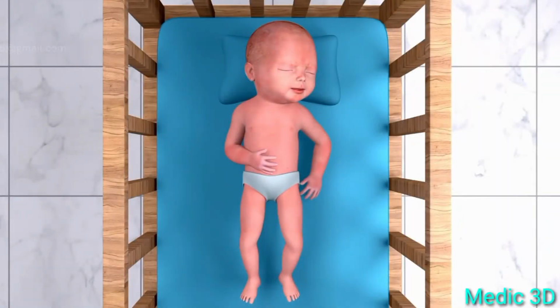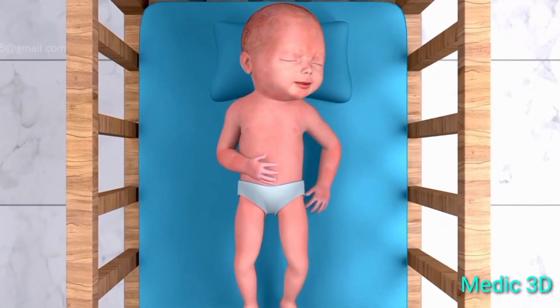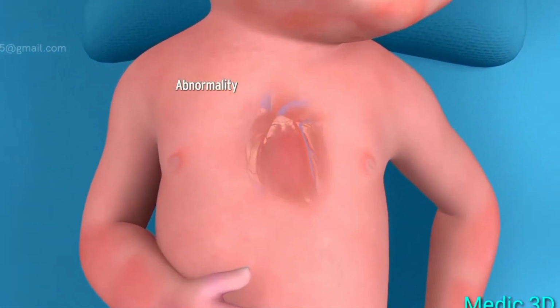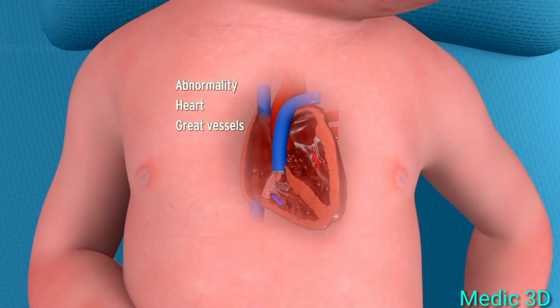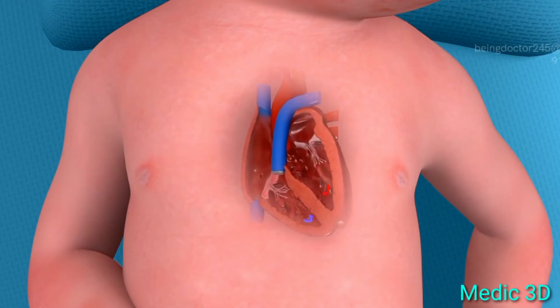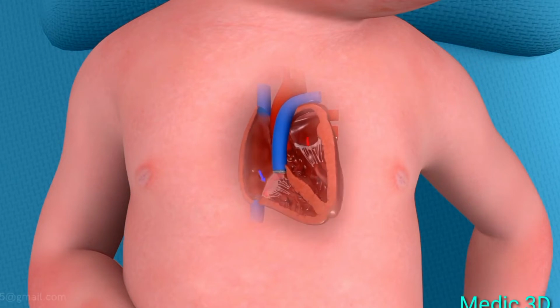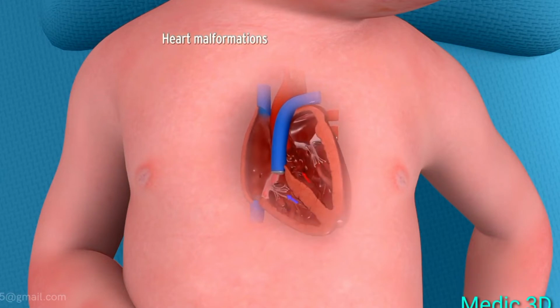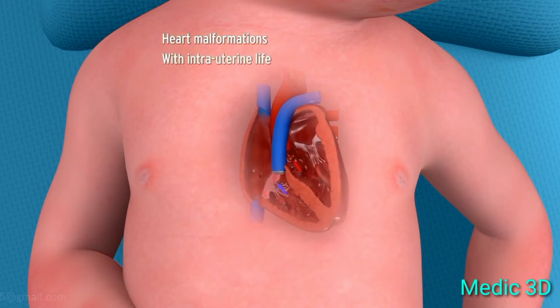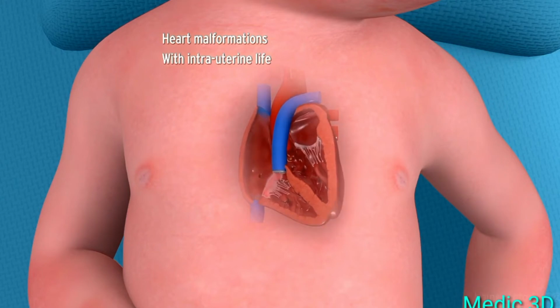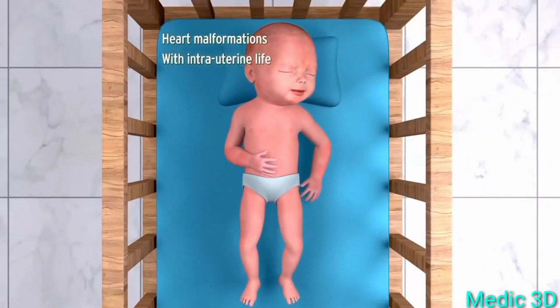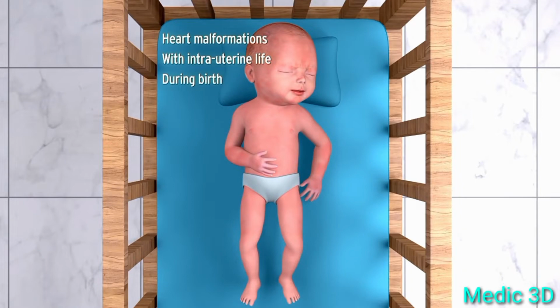Congenital heart disease, CHD, is the abnormality in the structure of the heart or great vessels that are present at birth. It usually arises as a result of faulty embryogenesis. CHD disrupts the normal flow of blood through the heart. Severe heart malformations are incompatible with intrauterine life, whereas considerable cases are generally seen during birth or even much later.